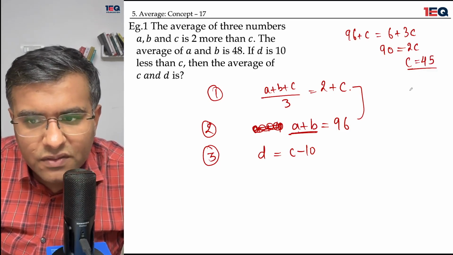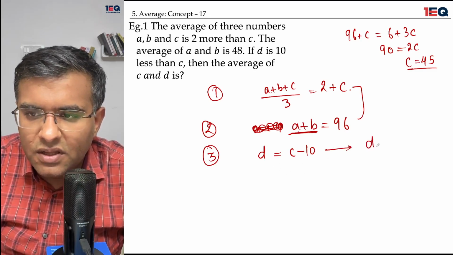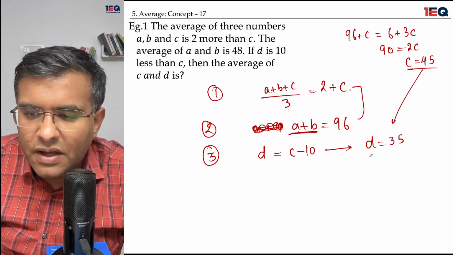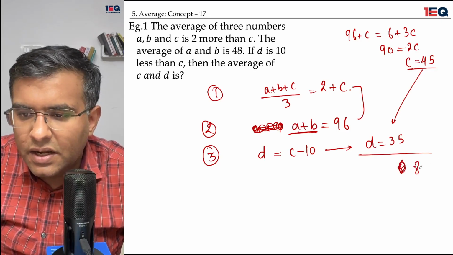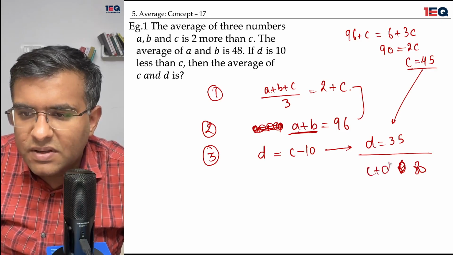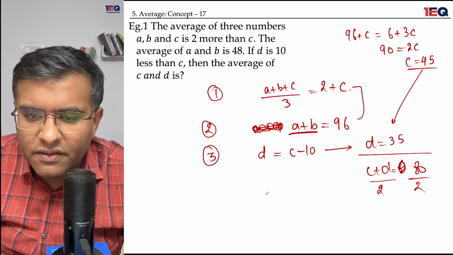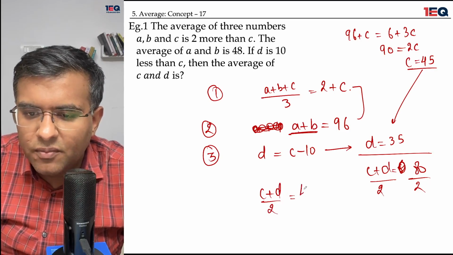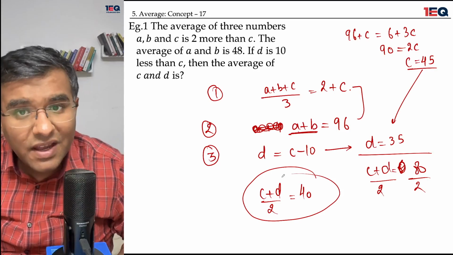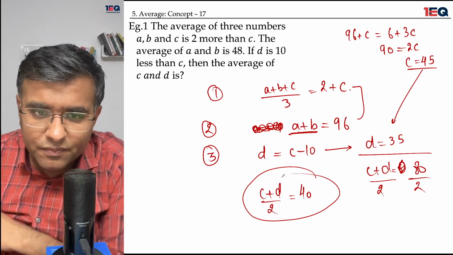If I have the value of c as 45, I'll quickly put it in here and it would give me the value of d as 35. If the value of c and the value of d is given, the value of c plus d is equal to 80, which has to be divided by 2 in order to create the average, and the average of c and d comes out to be 40, which is my final answer. Moving on.